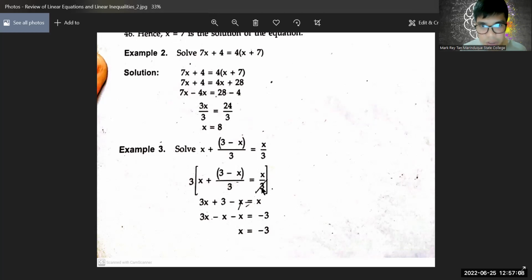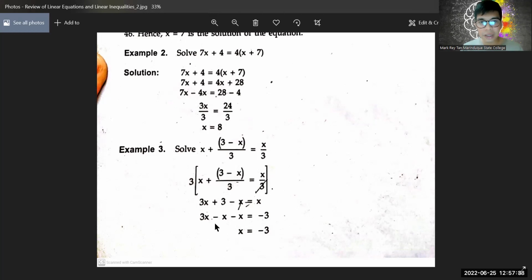You can see that on the second line. And then, how to do that? We multiply 3 by x, we have 3x. And then for 3 minus x over 3, when you multiply that by the whole number 3, you just cancel out the denominator, so 3 minus x is retained. On the right side of the equation, x over 3 times 3, you cancel out the 3, so only x remains.